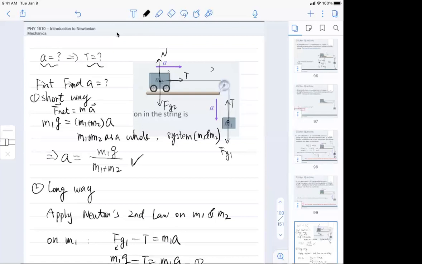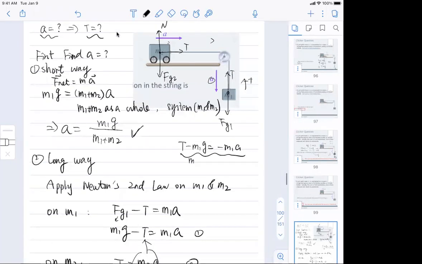Would we have to put a negative sign? Now, if you want upward to be positive, then tension minus M1G is equal to acceleration, which is now also negative. So you put a negative sign here for acceleration and the result is the same. So you can see it still becomes M. So this result and this result are the same.